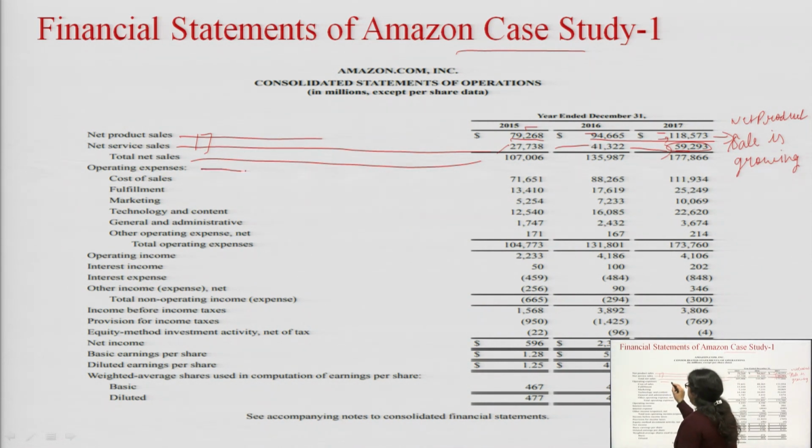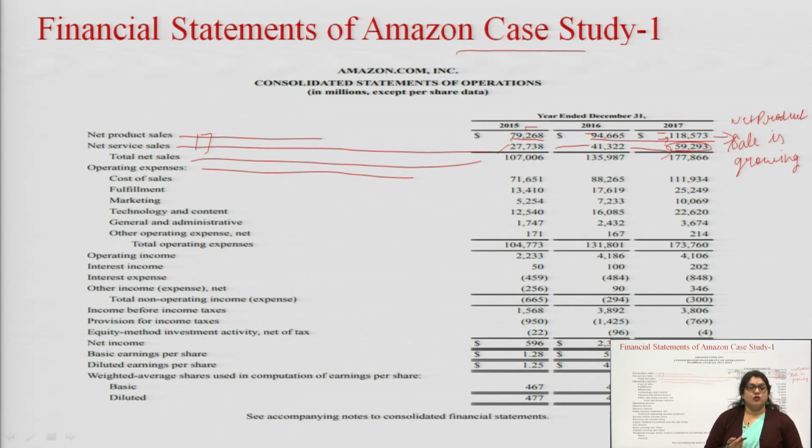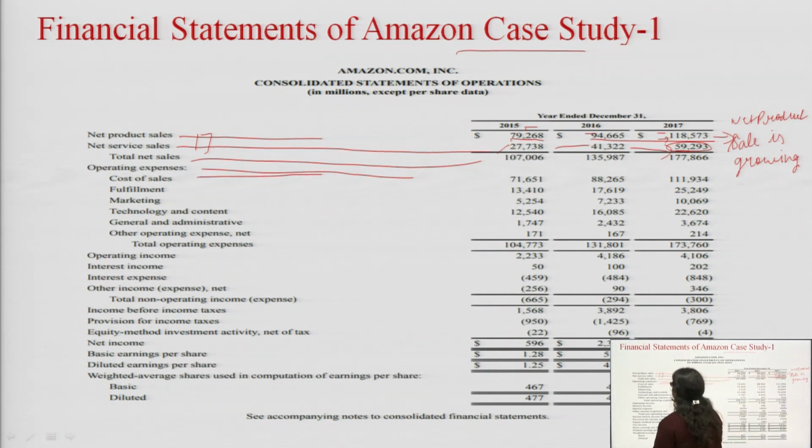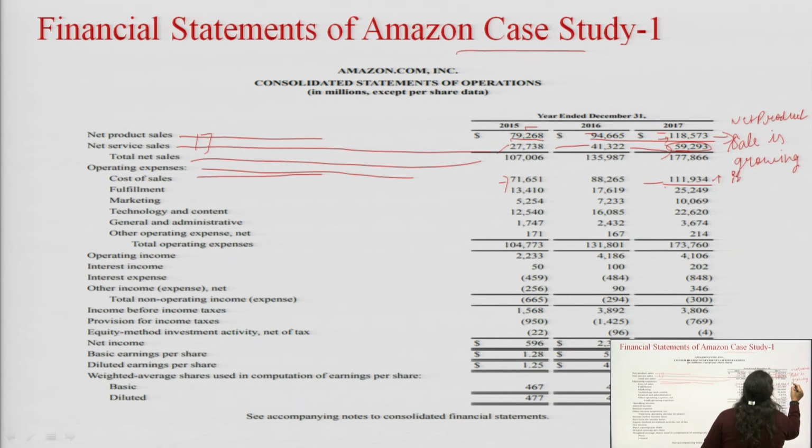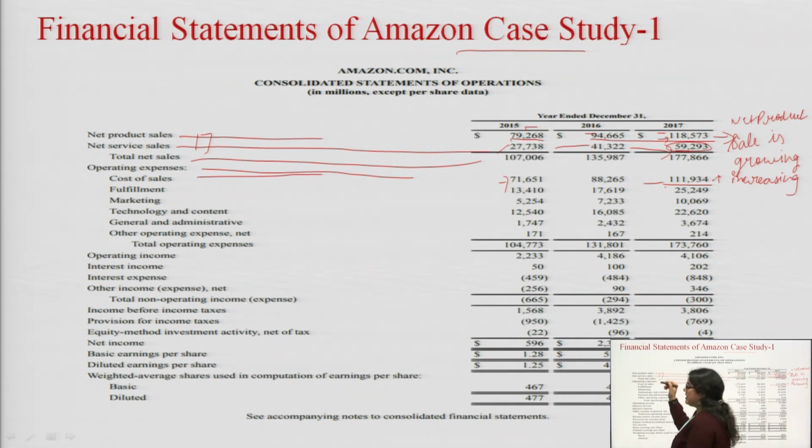Now we will talk about the operating expenses. These are the expenses which arise at the time of developing the business, for the continuous, day-to-day operation; they exist on a routine basis. The very first is the cost of sale. We can have a look: it was recorded at 71,651, and now in 2017 it is 111,934. It is also on an increasing rate.